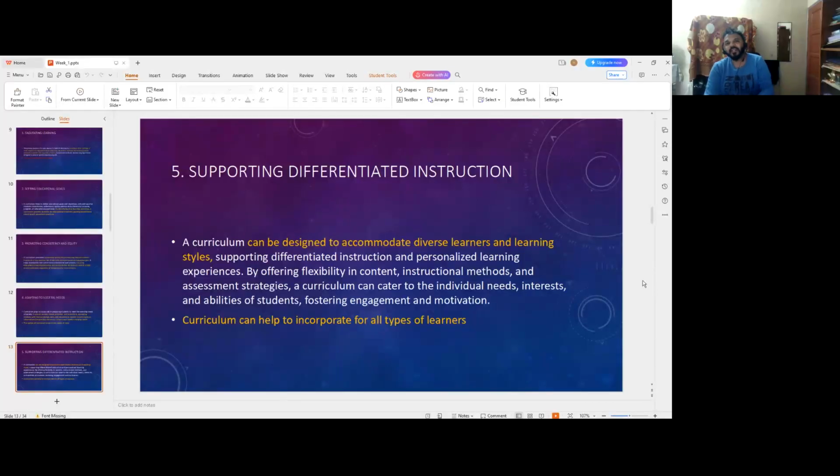It means a curriculum can be designed based on the learners and their learning styles. So the instruction can be personalized and flexible, with flexible assessment in a very strategic manner, where it goes for all types of individuals and meets their interests, and is also based on the students' ability, engagement, and motivation. So this curriculum can help incorporate all types of learners.